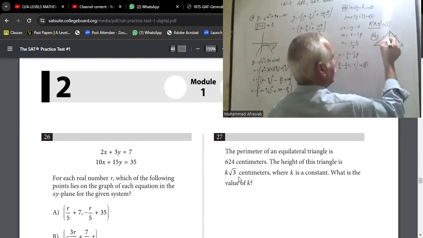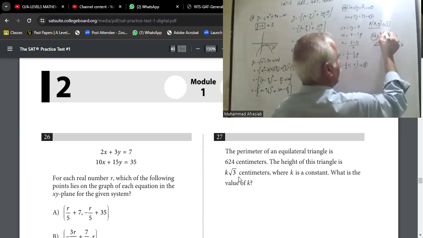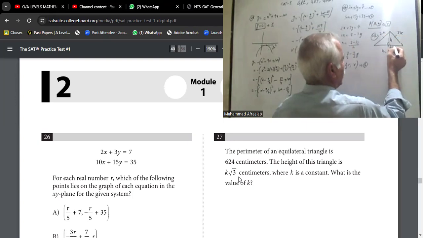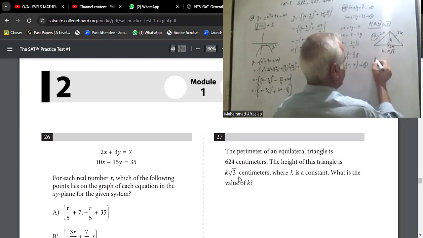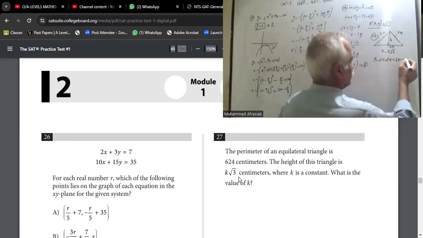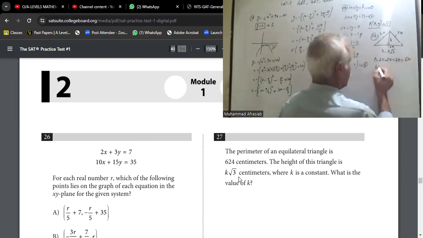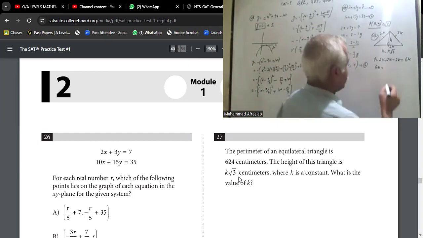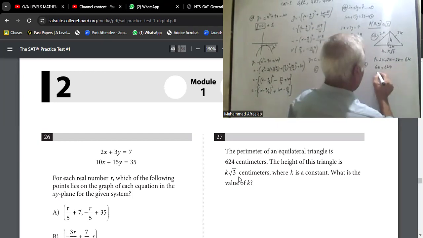So let's say the sides are 2k, 2k and 2k, and the perimeter is 2k plus 2k plus 2k, and that thing is equal to 6k. So 6k should be equal to 624. So k is equal to 104 there.